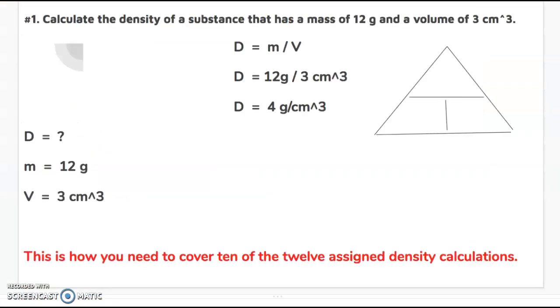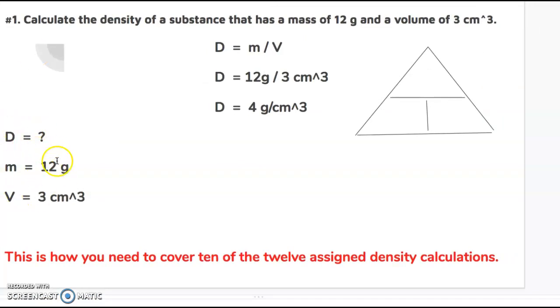So now we've got density equals mass over volume. You've got the variables you identified. You've identified the formula. Just talk me through them. Mass is 12, so substitute 12 for the mass. Substitute 3 for the volume. 12 divided by 3 is 4 grams per cubic centimeter. That is all you've got to do for 10 of those 12.